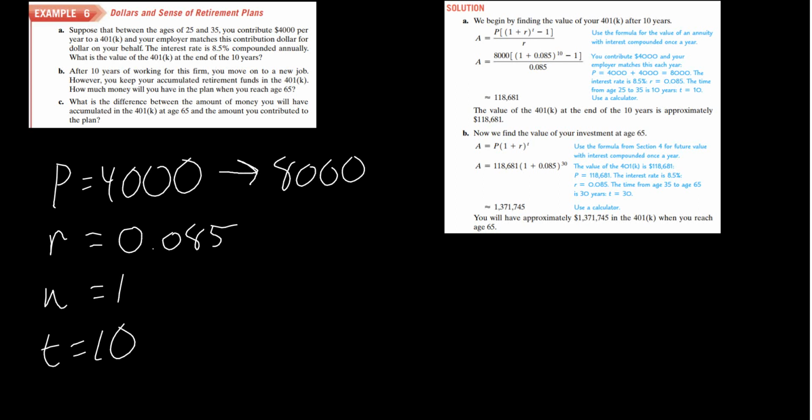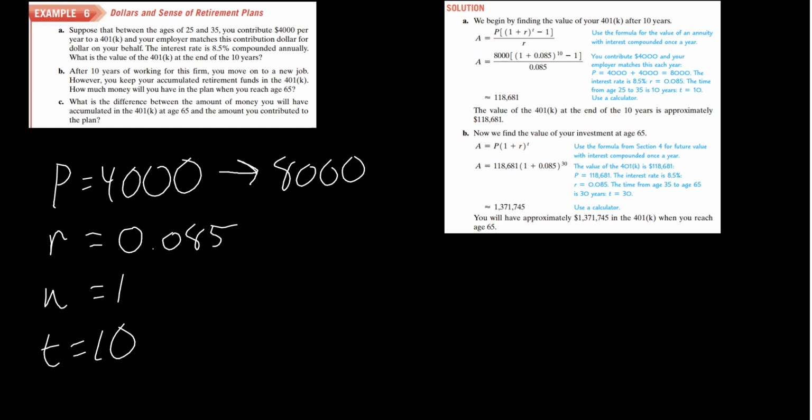Okay. So with all this in mind, we're going to be putting $8,000 into our formula. Our rate is 0.085. We are compounding it just one time a year, and for 10 years. Putting all this into our formula here, we end up with $118,681. So that's pretty good.